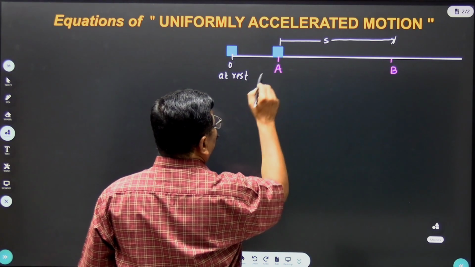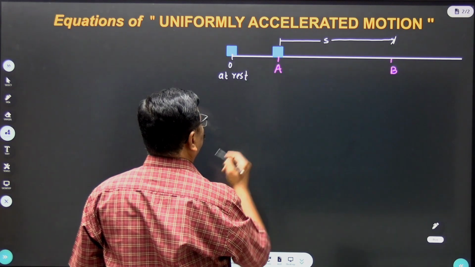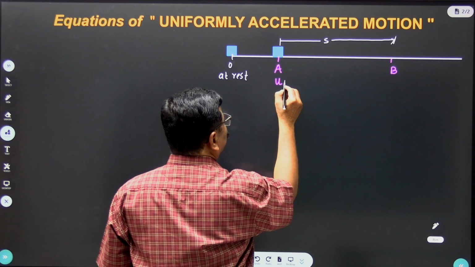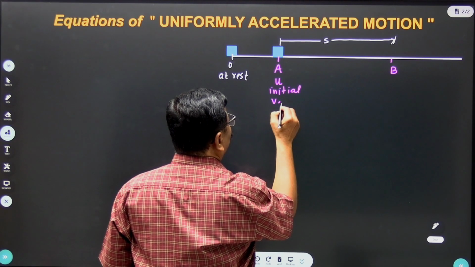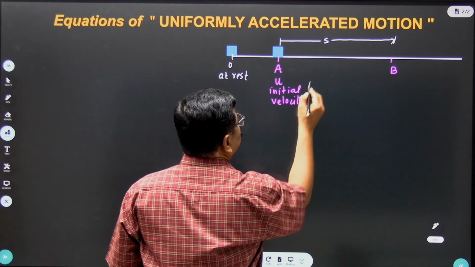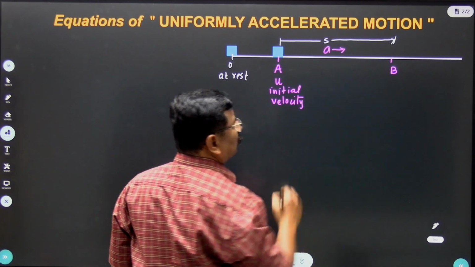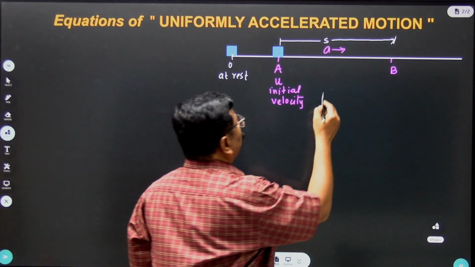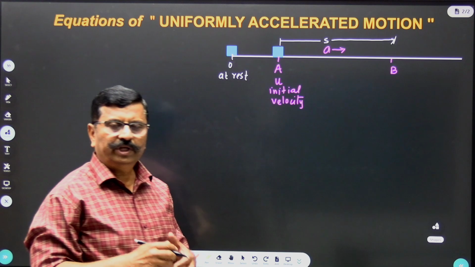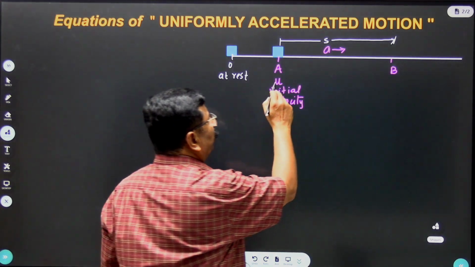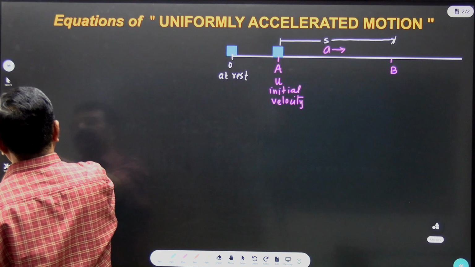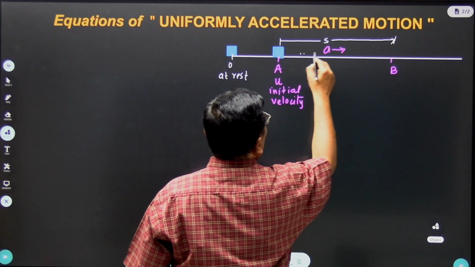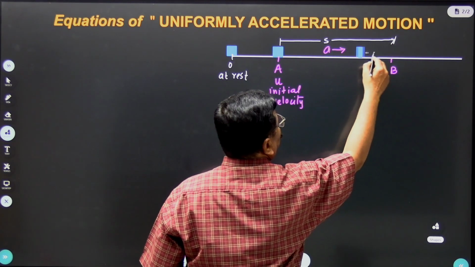So I am going to consider the motion of the body from point A to point B. This is the initial position, and the velocity at this initial position is u. I will call this the initial velocity. Now as the body is accelerating continuously, the velocity of the body is increasing. So let v be the velocity of the body at point B.